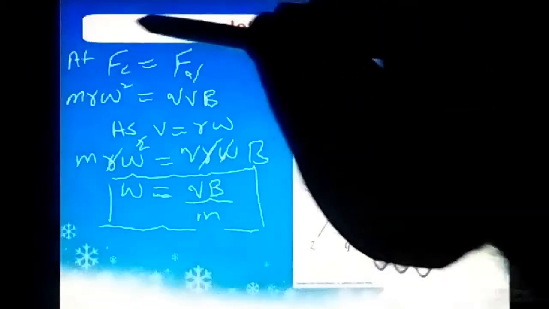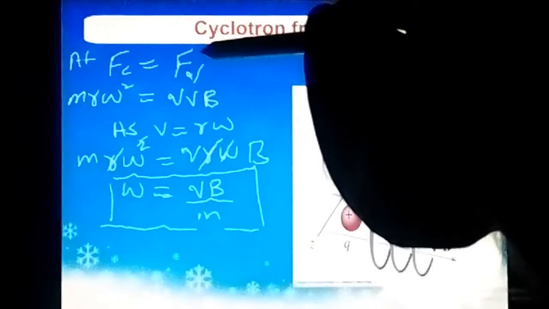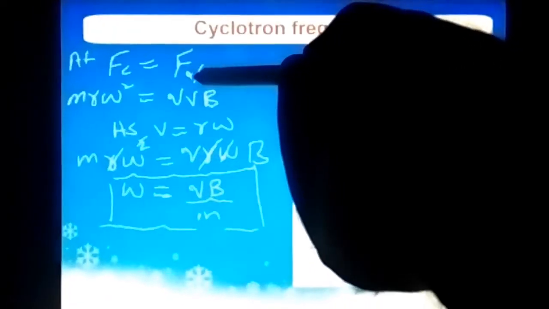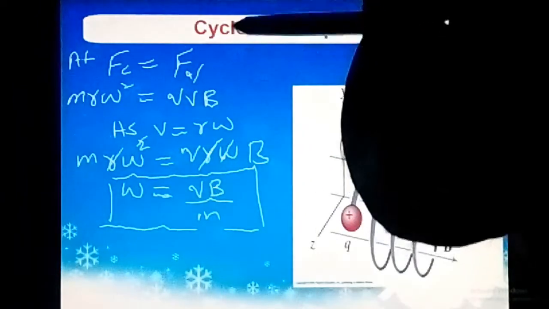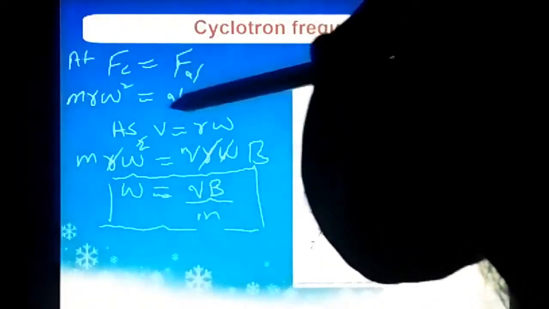Dear students, here the centripetal force and the force on the charge will be equal. Whenever the centripetal force and the force on a charge are equal, at that time the frequency of the electron is called the cyclotron frequency. Here is its mathematical calculation.